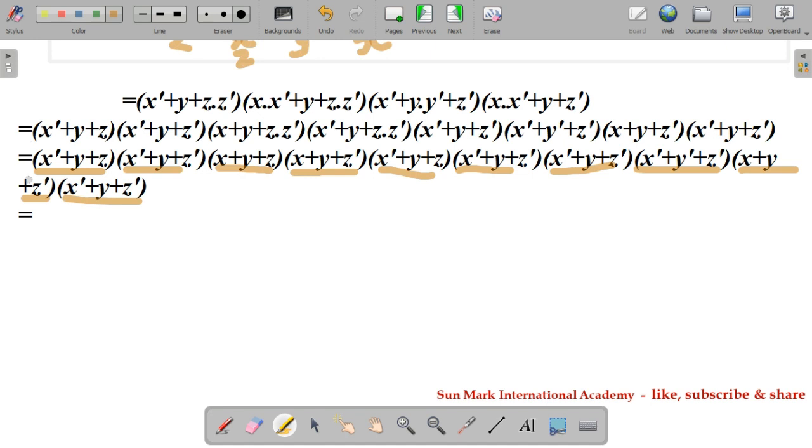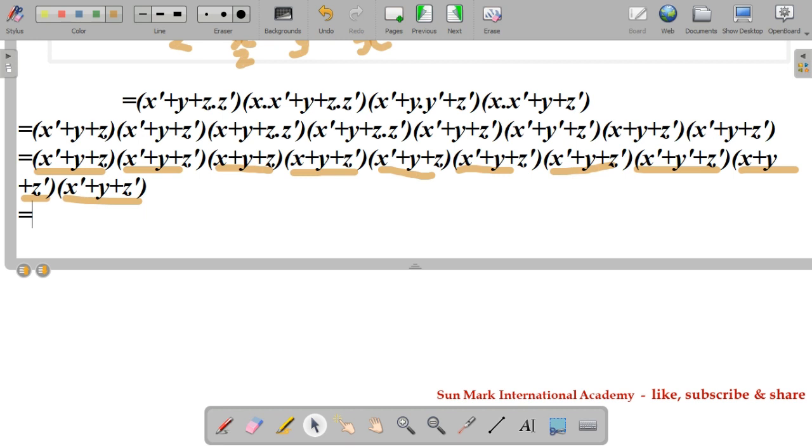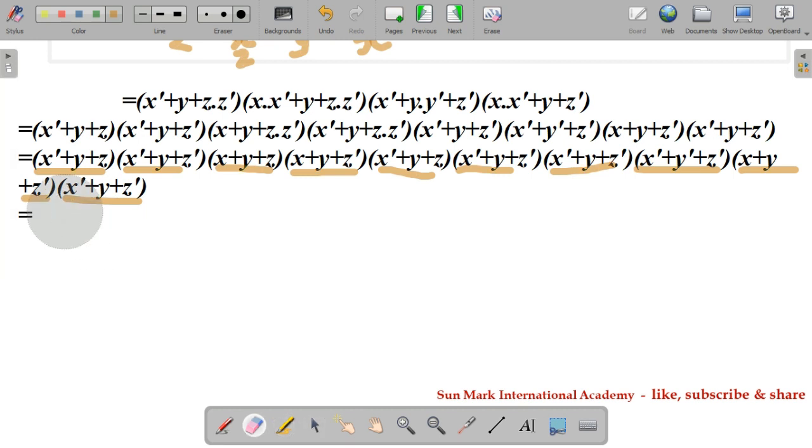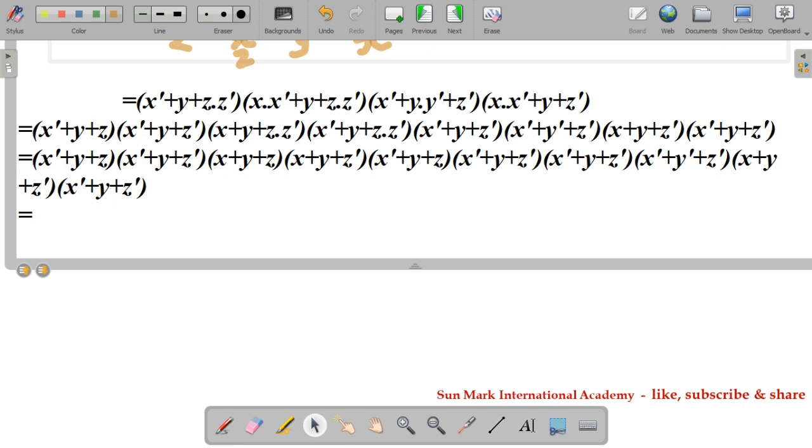So this final expression we can call a canonical POS, but somehow we need to apply some more Boolean laws, because if any terms are the same, or duplicates, we can just remove the duplicate by applying the Boolean laws: A plus A equal to A, or A dot A equal to A. Using that property, we need to find which are the equivalent terms.